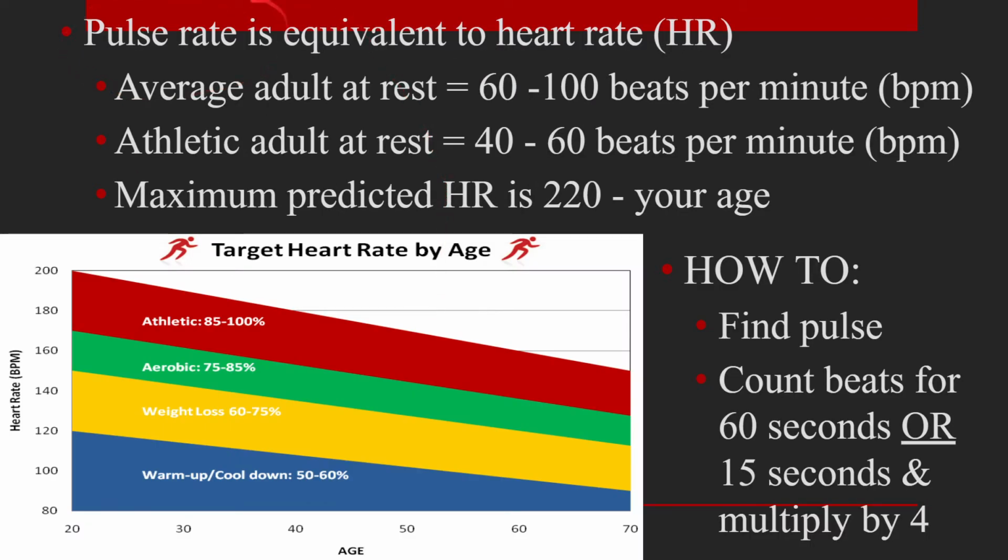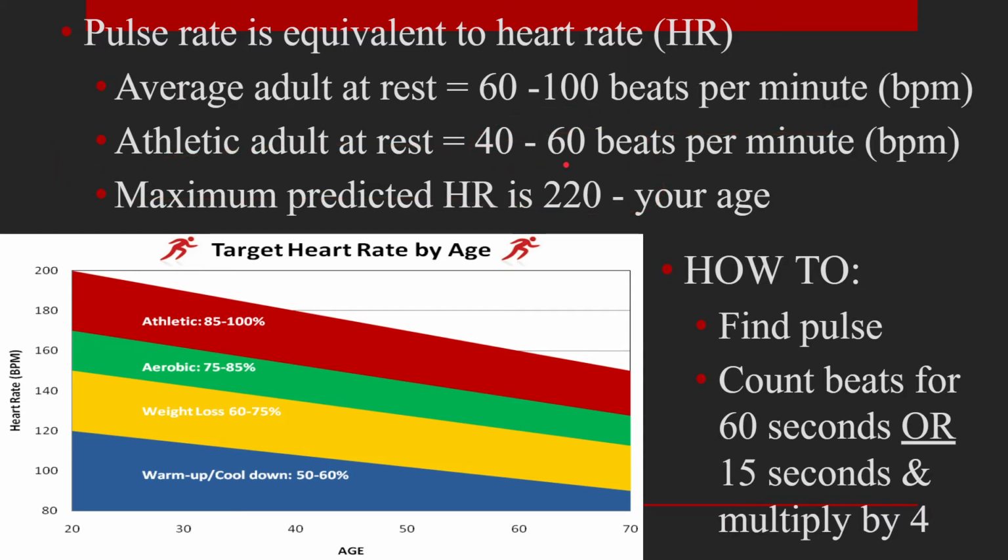The pulse rate should be equivalent to your heart rate, if you're a healthy human adult. So for the average adult at rest, the heart rate is somewhere between 60 to 100 beats per minute. But if you're athletic, it's going to be lower than that.